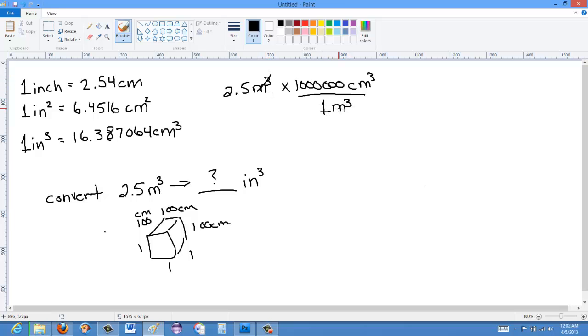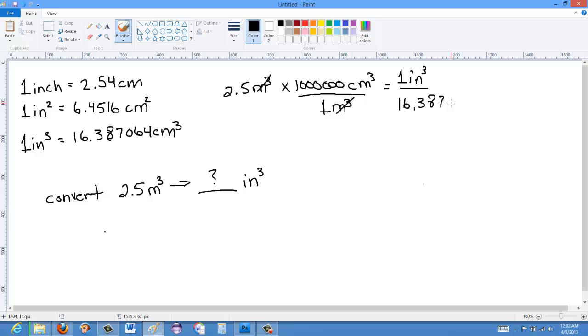Okay, and from our unit analysis I can cross out the cubic meters, but now my answer is going to be in cubic centimeters, which I don't really want. I wanted cubic inches. So instead I'll use this ratio that I have over here, and I'll say that 1 cubic inch is equal to 16.387 cubic centimeters. Sorry, again, this shouldn't be equals, this should be multiplying.